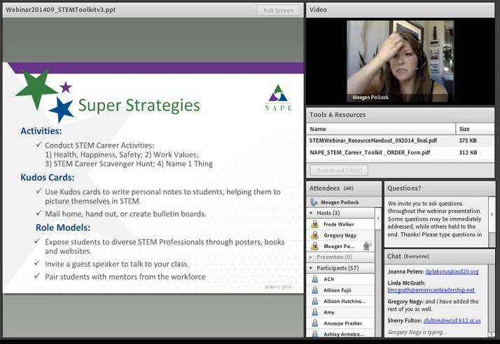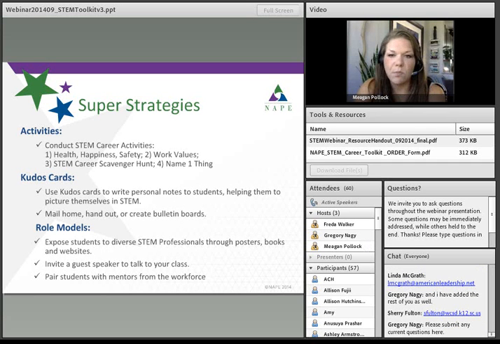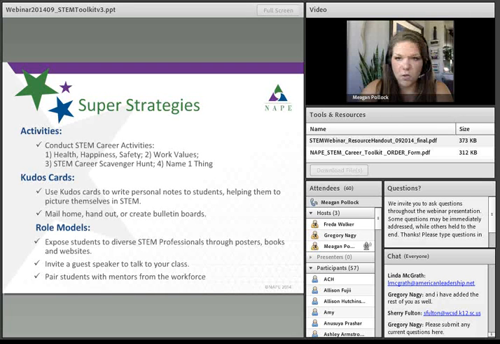And the third thing that we didn't talk about, but it's still really important, is that you help students see people who look like them in these disciplines. So exposing students to diverse STEM professionals through posters, books, and websites, inviting guest speakers to talk to your class, and pairing students with mentors from the workforce helps them to better relate to these careers. They can learn about what these STEM professionals are doing. We really challenge you to bring in a diverse group, so bring in young women, people of color, people who look like the students that you have, or maybe look differently, but we want to change the public perception of who gets to be an engineer and what engineers look like.